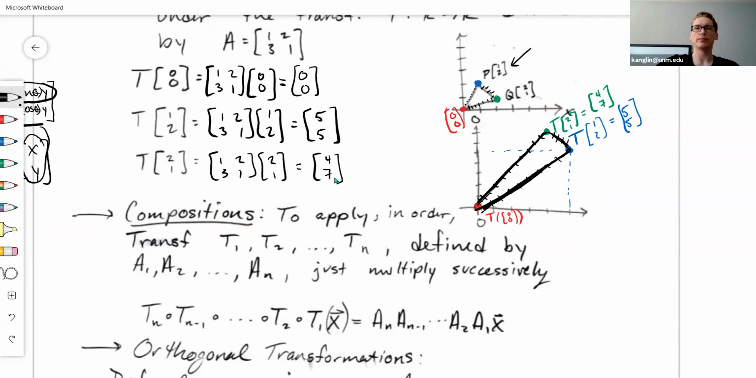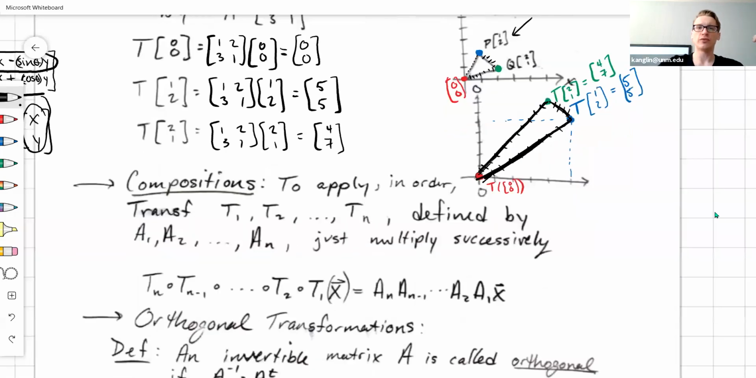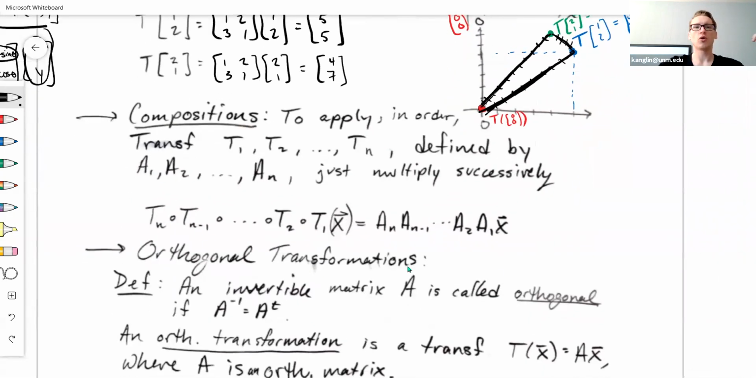Okay, let's see what else we can do. Well, I suppose it's useful to define orthogonal transformations. These are a very important type. It turns out one way we can define an orthogonal transformation, first of all, we'll get to the idea of an orthogonal transformation. We start with a definition here. An invertible matrix A is called orthogonal. It's an orthogonal matrix if its inverse is really just its transpose.